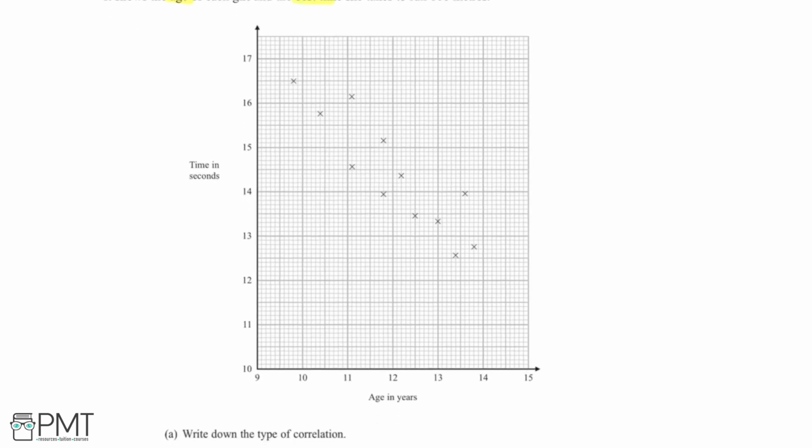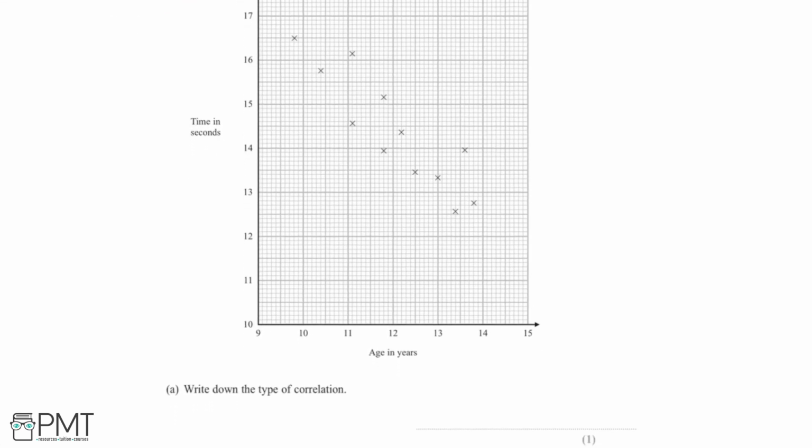So in this question here, we have a scatter diagram which shows information about 12 girls. It shows the age of the girl and the best time she takes to run 100 meters. And then below we have the scatter diagram. So we have age in years on the x-axis and then time in seconds on the y-axis.